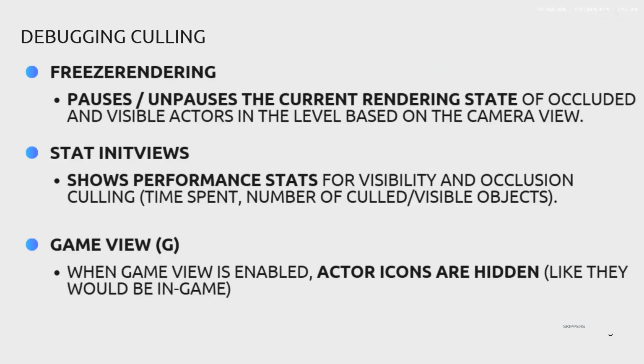There are a lot of debugging tools that you can actually use. For example, the command freeze rendering. It will stop your current rendering state. You will see a lot of occluded or visible actors in the scene based on your camera view. Stat initviews will show some performance stats related to this visibility testing, or let's say this occlusion culling, a lot of information. Okay, I will show this right now. Also, you can enable the game view by typing G on your keyboard.